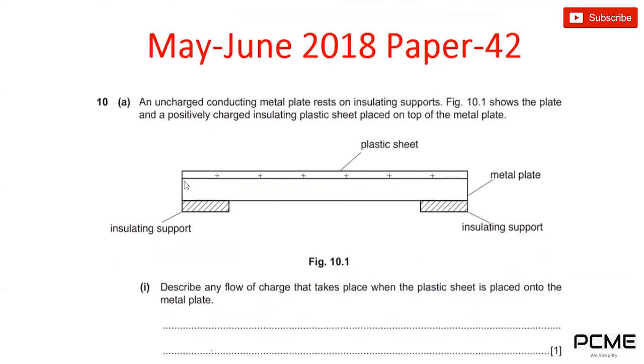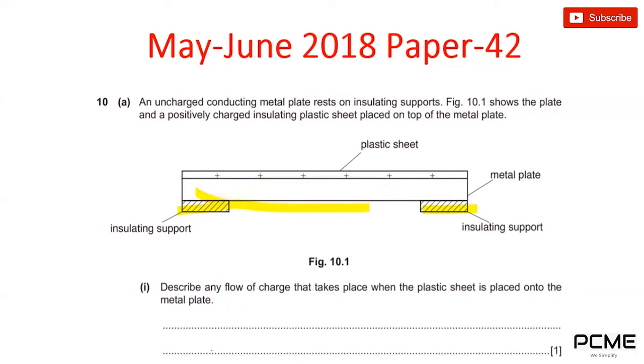This question is from May-June 2018, paper 4, second variant. And the question says, an uncharged conducting metal plate rests on an insulating support. If you look at the diagram, these are the insulating supports, made up of insulating material like wood or plastic. And on top of it you have this metal plate, the yellow one.